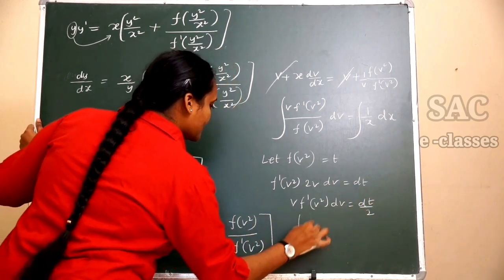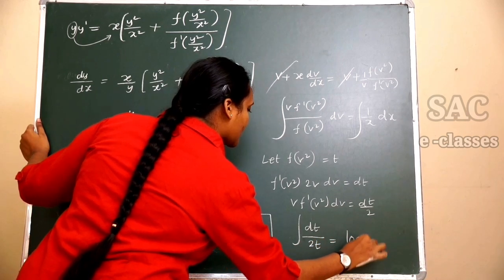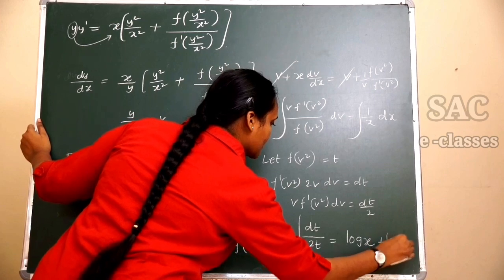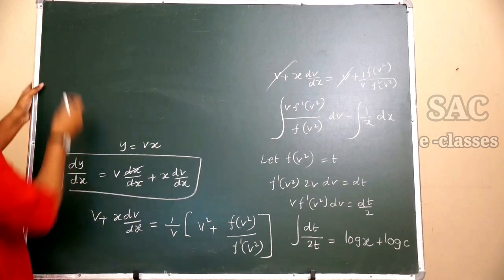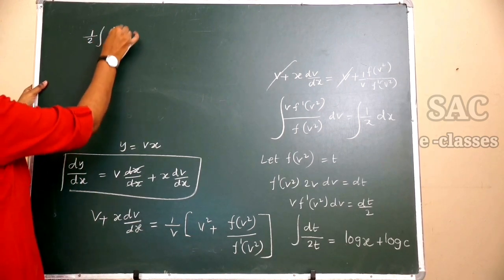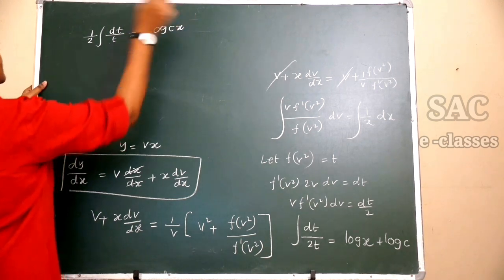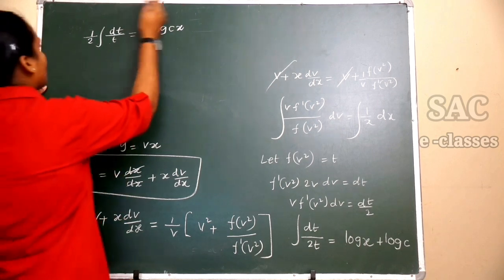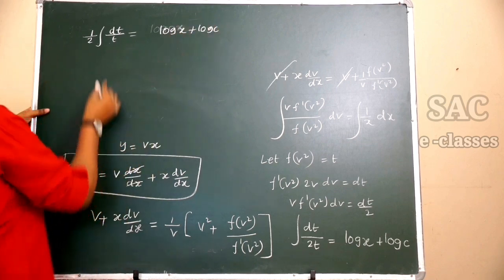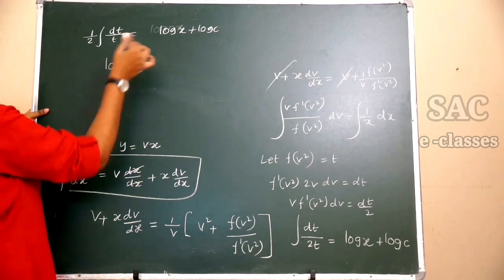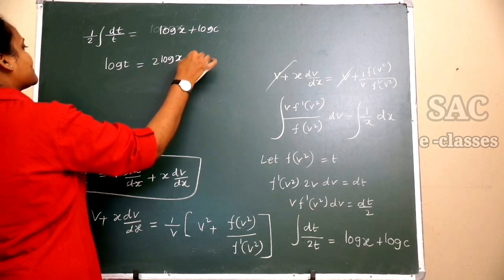What can I write now? dt by 2t is equal to log x plus log c, where c is a constant of integration. Let's simplify this. 1 by 2 into dt by t is equal to log cx. Or if you want to leave it like that, leave it like that: log x plus log c. So you can write it as log t, and this 1 by 2 can be written as 2 log x plus log c.